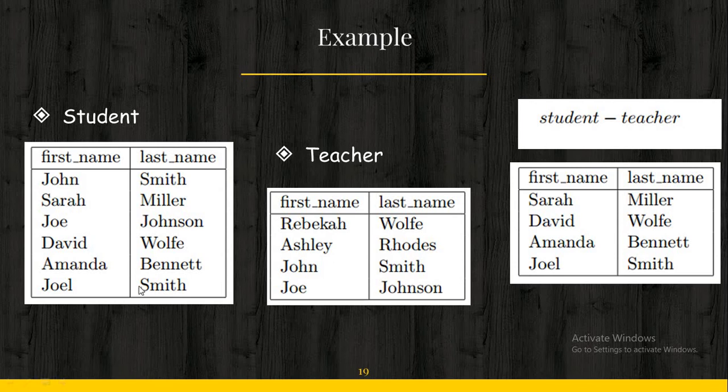So from the first table and the second table, we got the common elements like John Smith, Joey Johnson. Ashley is not common here, and Rebecca is not common here. So Joey will be eliminated from the first table, and Rebecca and Ashley will be eliminated from the second table. So left only Sarah, David, Amanda, and Joel.